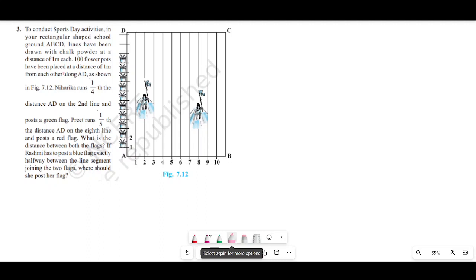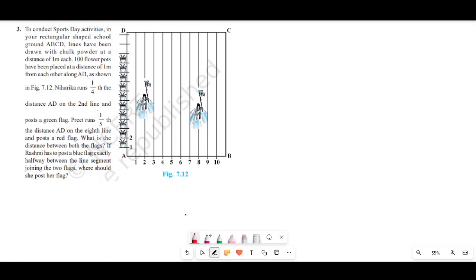100 flower pots have been placed at a distance of 1 meter from each other along AD. As shown in the figure, Niharika runs 1/4 distance of AD. Okay, and there are 100, then 1/4 distance, that is 25. Clear? Now, on the second line, she posts a green flag. Clear?